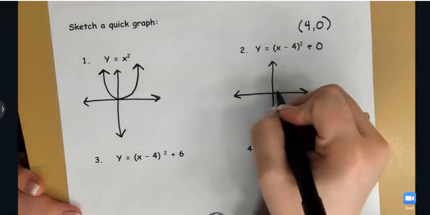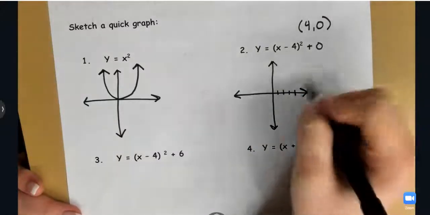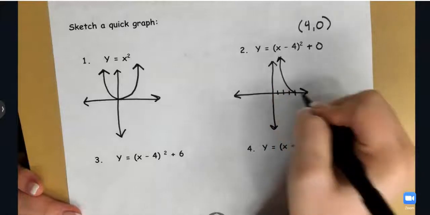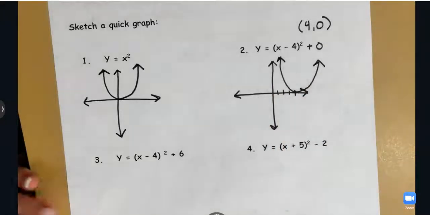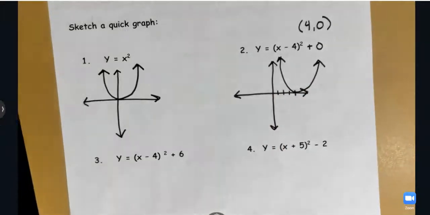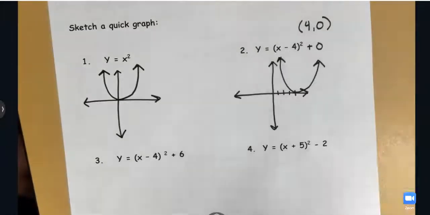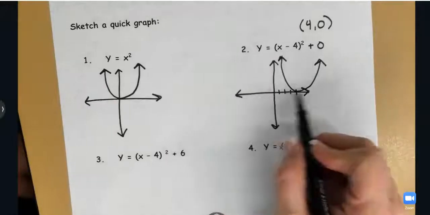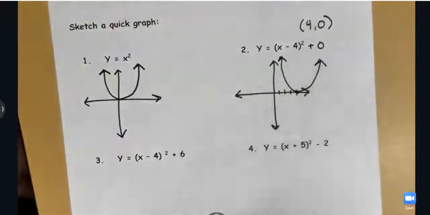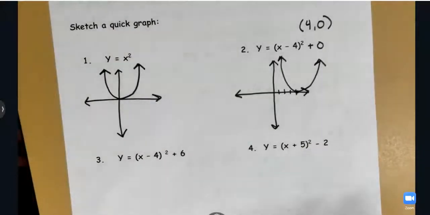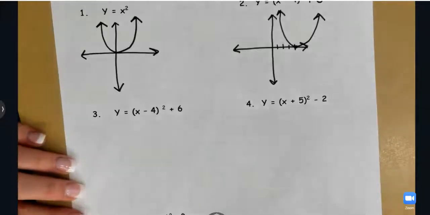So I'm going to go over to 1, 2, 3, 4. We can just mark that ourselves. And it's open upward. Now, if you think back to the very beginning of the year when we learned about transformations, this is a horizontal shift to the right 4. So from our parent function, we went to the right 4. That matches where our vertex is using our vertex form.